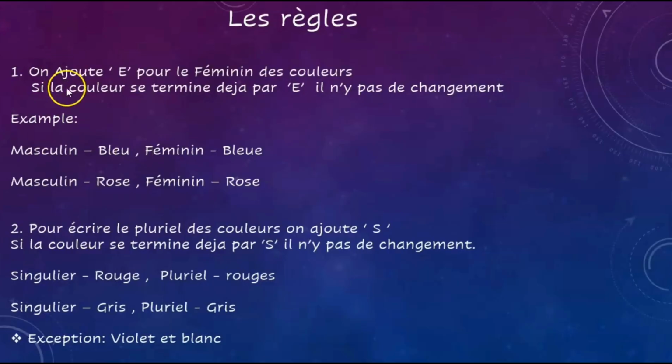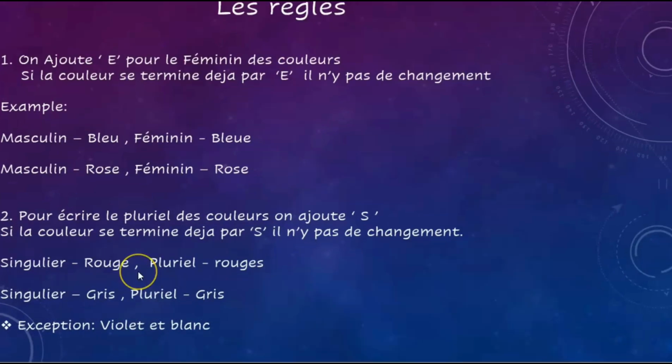D'accord? I'll repeat it once again. To make the color into its feminine form, we put e. But if the color ends with e already, then there is no need of putting an extra e to it. Second, to make the color in its plural form, we add s. But if the color already ends with an s, there is no need of putting an extra s to it. D'accord? Okay. Next, we have an exception, violet and blanc.